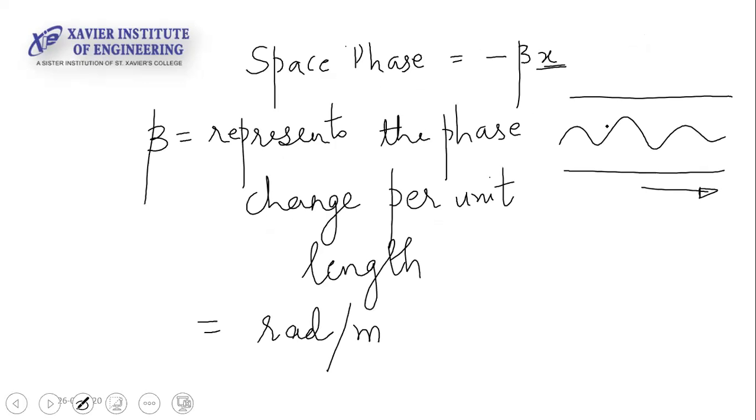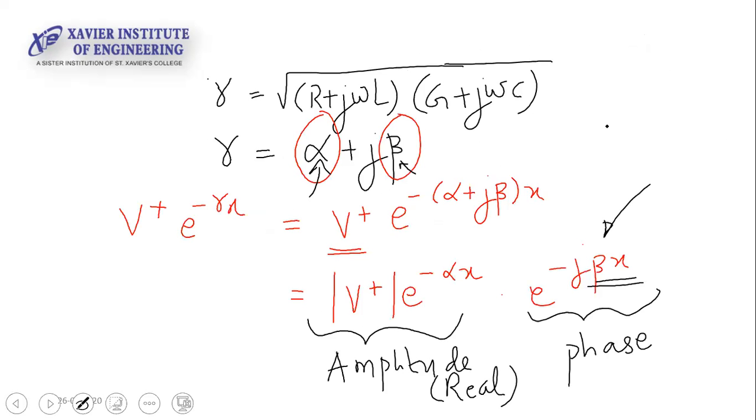Now, as I told you, gamma is alpha plus j beta, and gamma has this equation. I'm looking at equation number 1 here, and equation number 2 here. Once you look at them, what do you see? You see that gamma depends on R, L, G and C, and beta is a function of gamma. This means beta is also a function of the primary parameters and primary constants of the transmission line. Gamma depends on RLGC, beta depends on gamma, so beta is also a function of R, L, G and C.